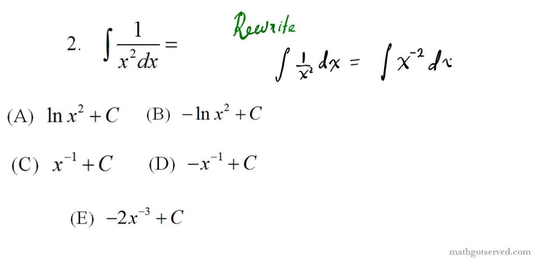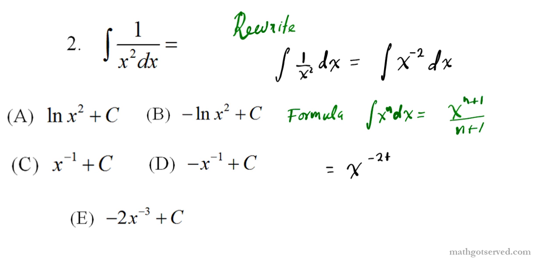dx. Now what you notice is that just by rewriting, it's very easy for us to use the formula, the rule for powers. So you have the integral of x to the n dx is what? This is x to the n plus 1 over n plus 1. That's the formula we're going to use here. So if we apply that to this case right here, we're going to have x to the negative 2 plus 1, divided by negative 2 plus 1.